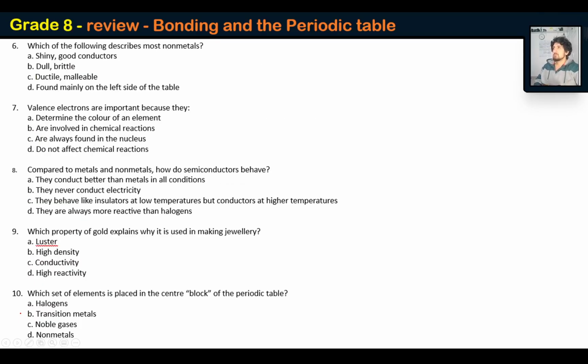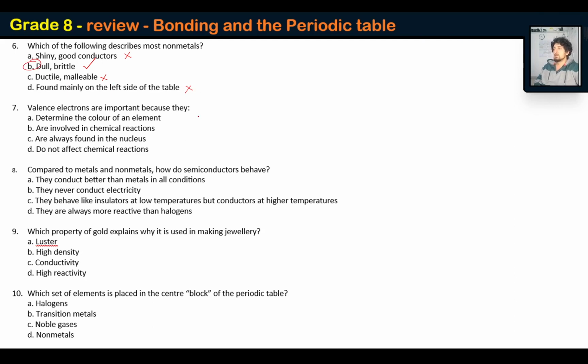Which of the following describes most non-metals? Let's go through these. Shiny, good conductors, that's metals, so that's definitely not non-metals. Dull and brittle, yeah, that's non-metals. But just for fun's sake, let's keep going. Ductile and malleable, that's also metals, because ductile means they can be drawn into wires and malleable means they can be hammered into shape. Found mainly on the left side of the periodic table. Once again, that's metals. So the answer is B.